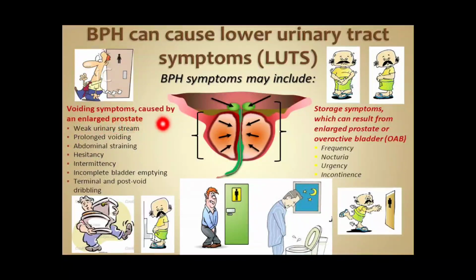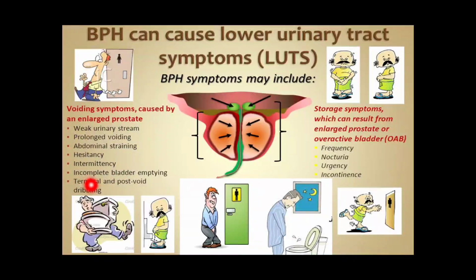First are the voiding symptoms, which are caused because of the enlarged prostate causing obstruction of the prostatic urethra. So patient will have a weak urinary stream, then he will take more than the usual time for voiding of urine. Then he will have to strain for urination. Then hesitancy. So there is hesitation in initiation of the urinary flow. Then there is intermittency. So the stream of the urine will not be continuous, it will be intermittent. It will start, then it will stop, then again start, stop.